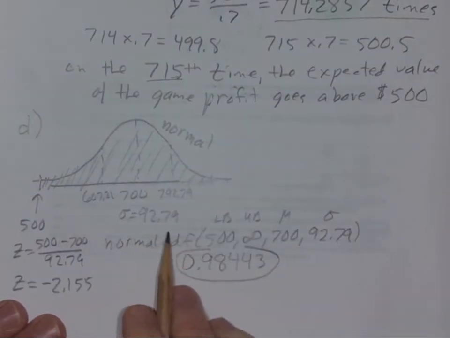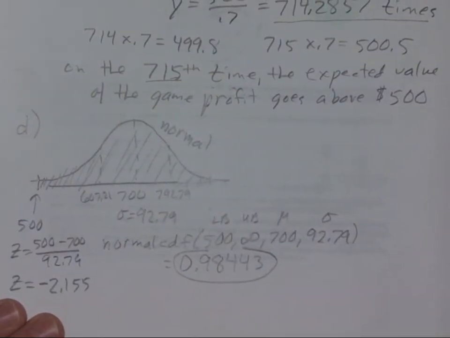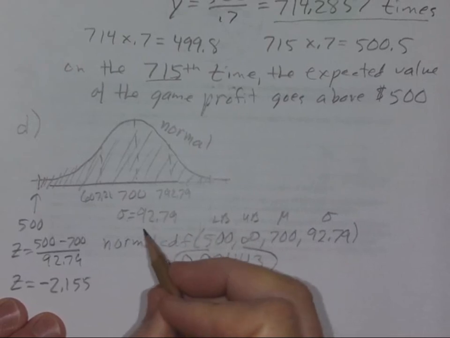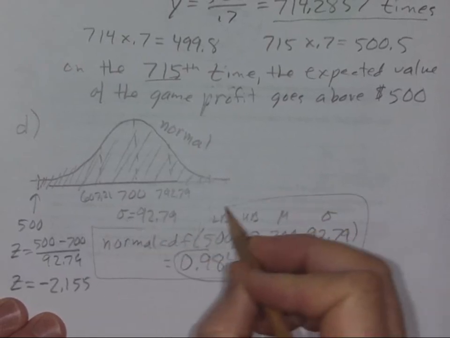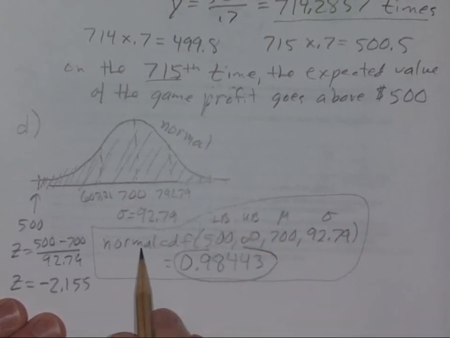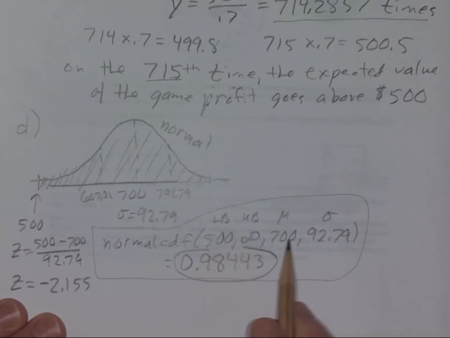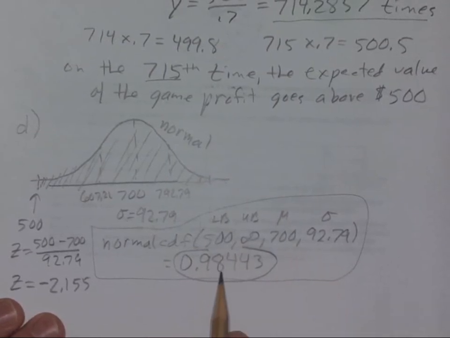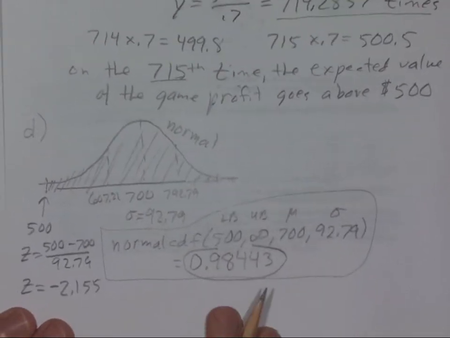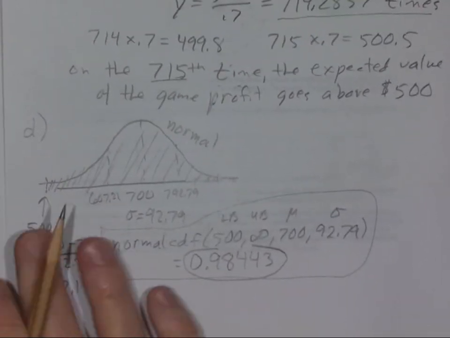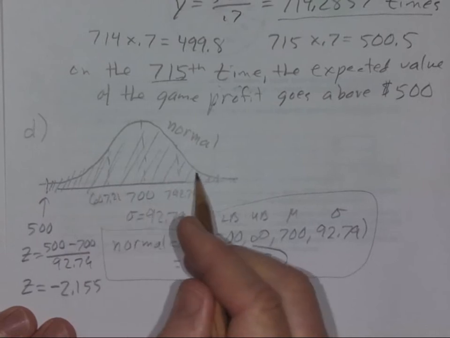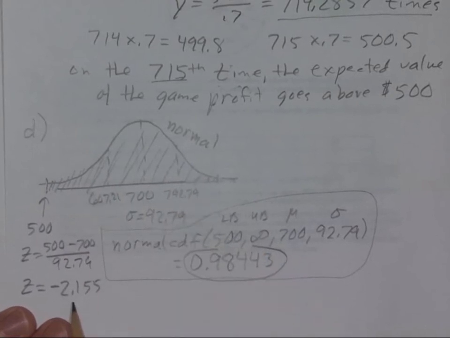So to show your work on this, you would just have to show this to get full credit: normal CDF from 500 to infinity, mean of 700, standard deviation of 92.7, and you would end up getting that. But frequently, I encourage you to always draw the curve and to show the shading, and you'll be asked to find the z-score many times. And so there you go.